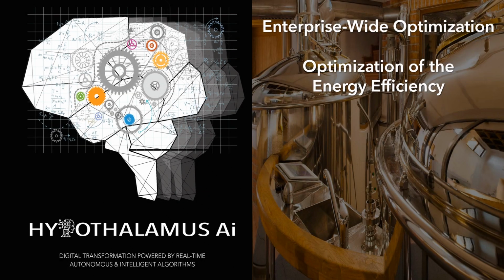Hypothalamus artificial intelligence presents information related to energy efficiency optimization in heavy industries. Optimizing energy efficiency is a complementary process to optimizing production, which must be done if you want to maximize the return on investment of a large industry.